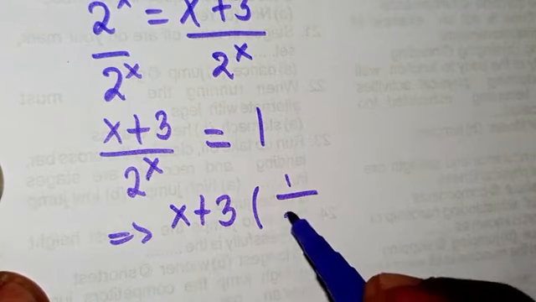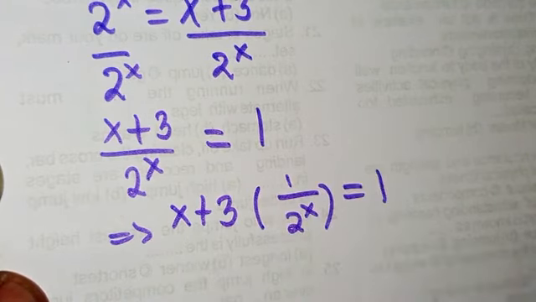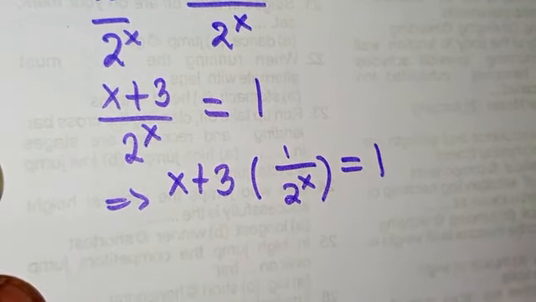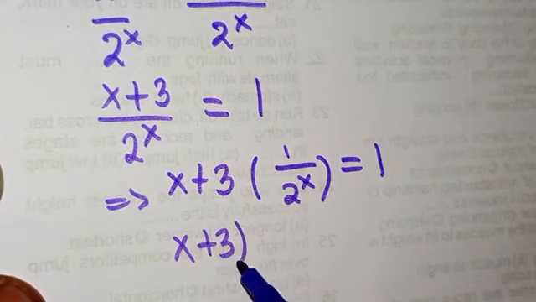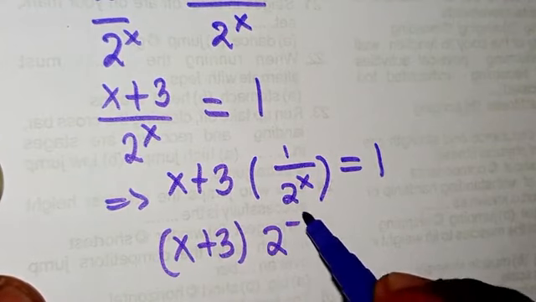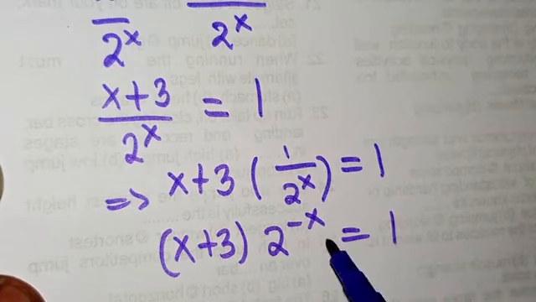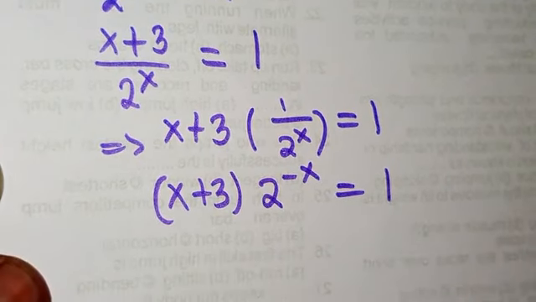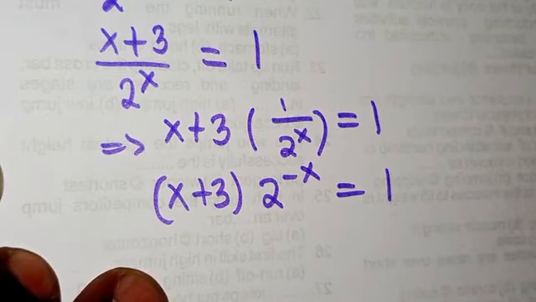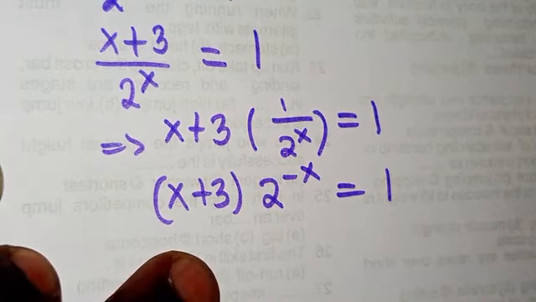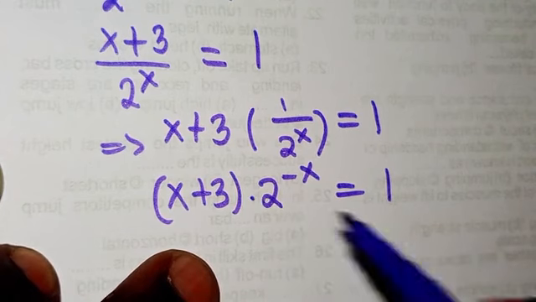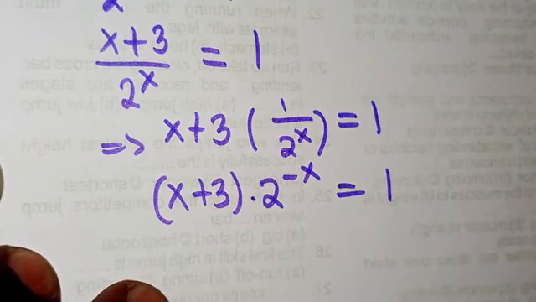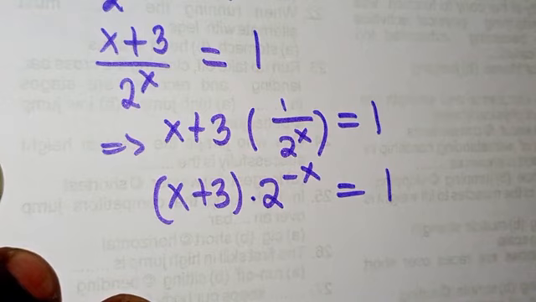multiplied by 1 over 2 to the power x equals 1. I can write that equation like that. From the law of indices, I can have this as x plus 3 multiplied by 2 to the power minus x equals 1. So what are we going to do next?